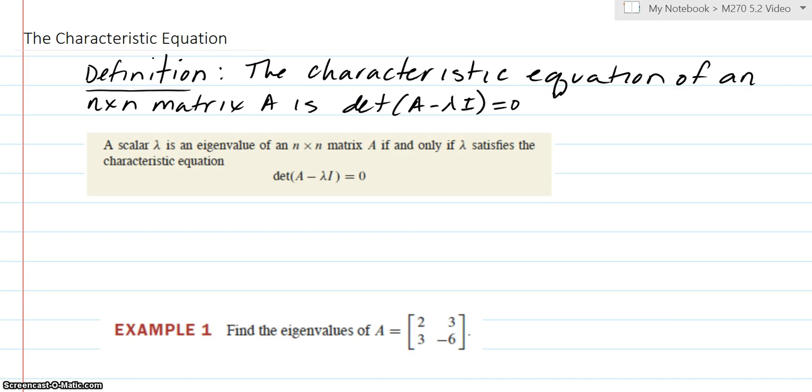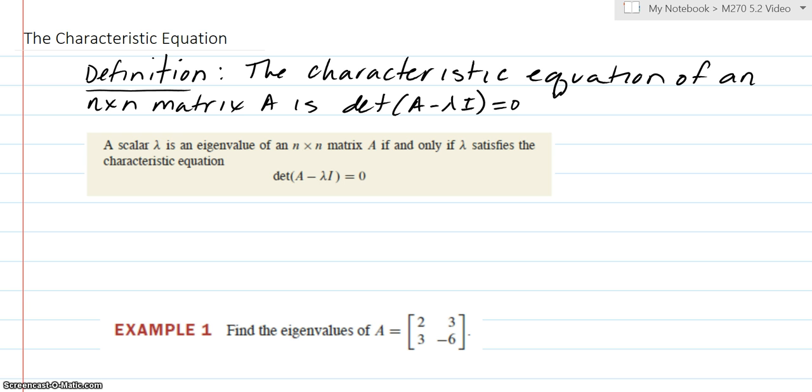Hello, this is Jennifer Martinez, and in this video we're going to talk about the characteristic equation. What is the characteristic equation? The characteristic equation of an n by n matrix is the scalar equation determinant of A minus lambda I equaling 0. It's just that equation.